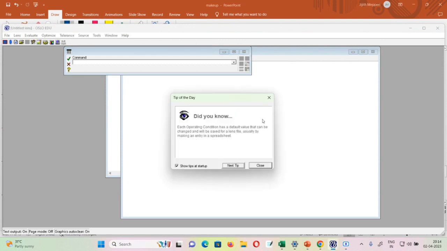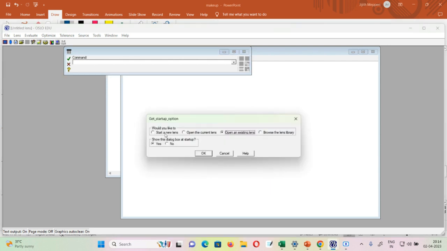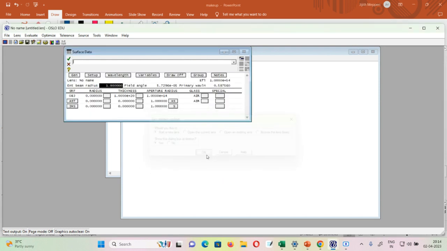So yeah, since we couldn't record things properly, I am putting these conditions or these experiments now. While opening Oslo, we are going to start a new lens. Okay, you can see that these are the parameters here.